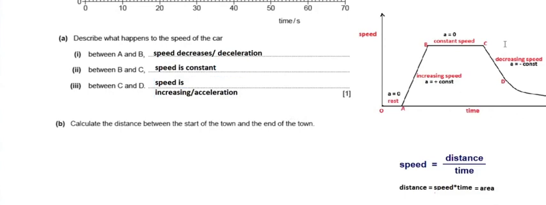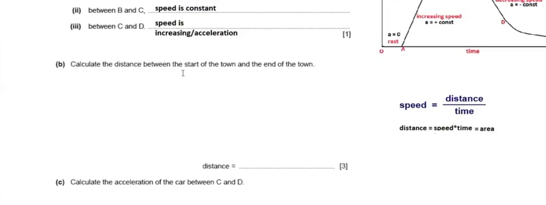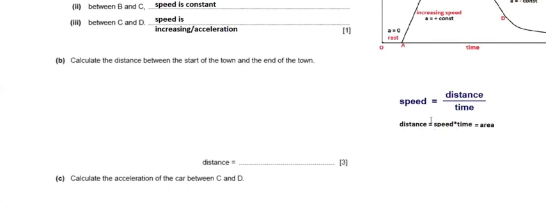Now the part B of the question here. Calculate the distance between the start of the town and the end of the town. So we know that in the speed-time graph, the distance is nothing but the area. Speed is distance by time, so distance is speed into time, which is nothing but the area under the curve.